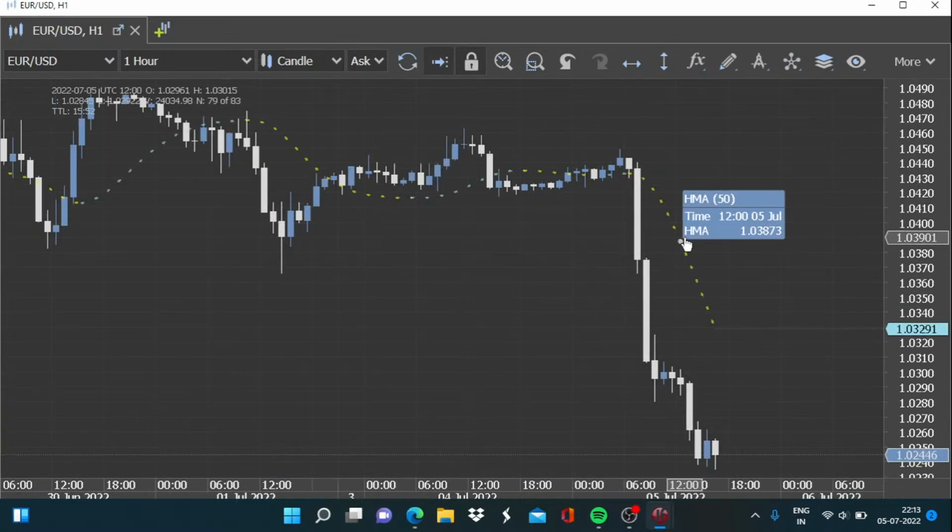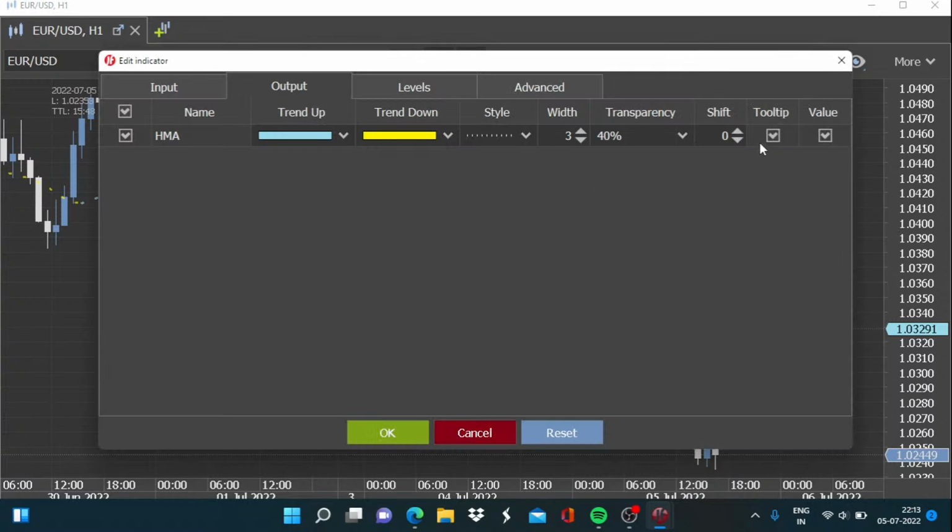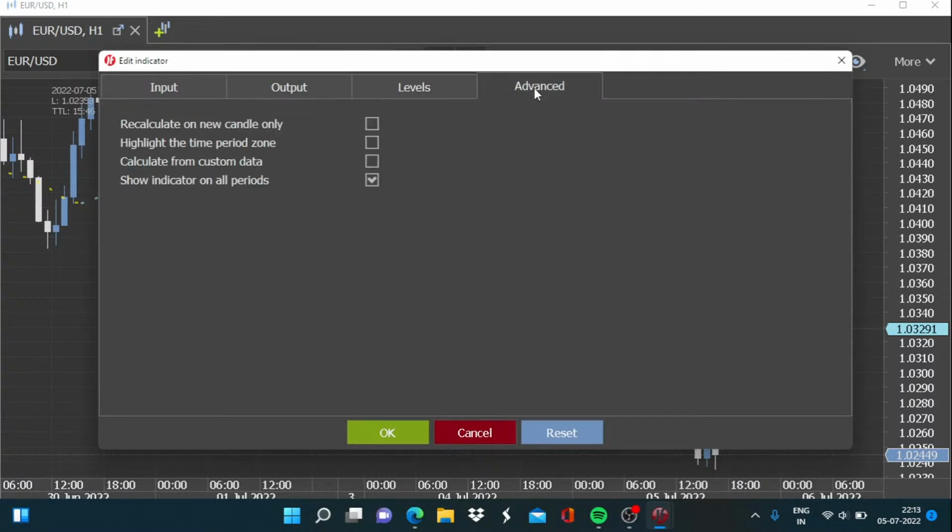All right, now let's see what other options are provided to us. Coming to the advanced options, you can opt for recalculate on new candle only. So the recalculation will be done only when new candle formation takes place. Till then, the value will remain constant. Highlight the time zone: if you tick mark this, then the particular time zone will be highlighted.